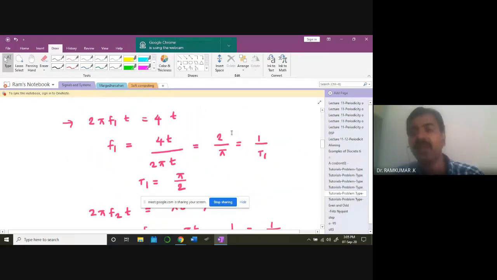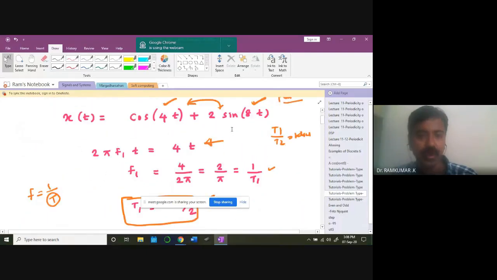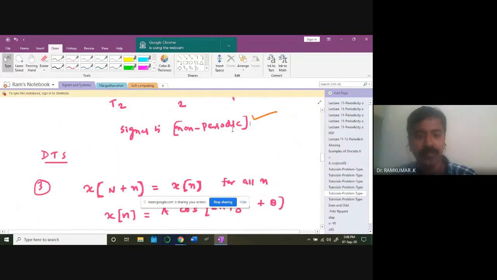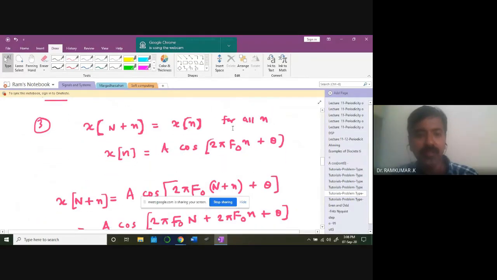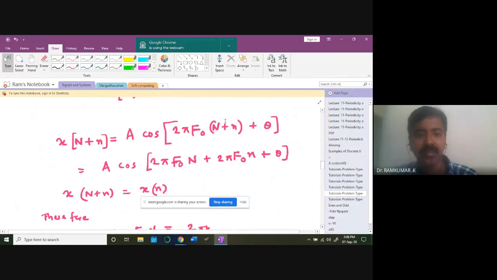Are you getting the point clearly? Anyone having difficulty in understanding the periodicity of continuous time sinusoidal waveforms? When you add them together, you have to get this. But in the case of the discrete time domain, it will be different. So you can take it like this. You already did this.